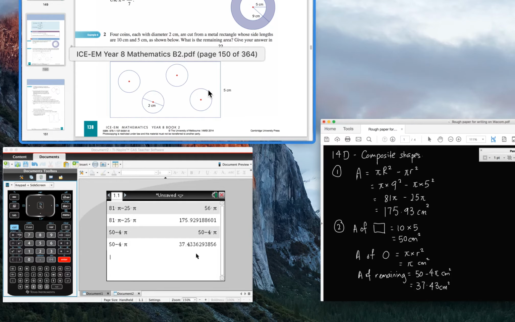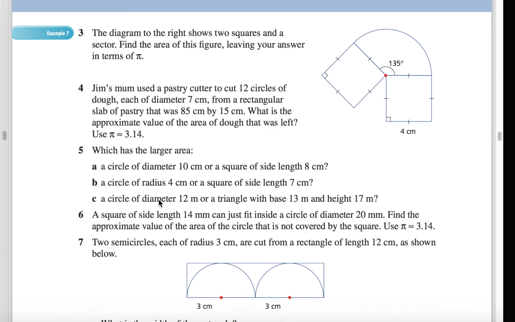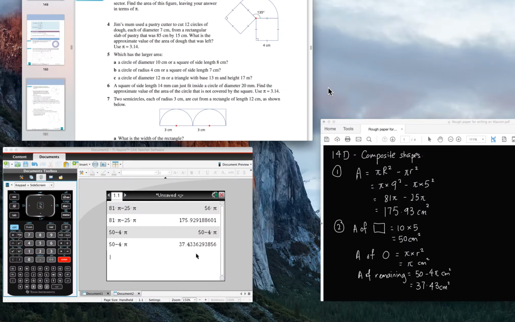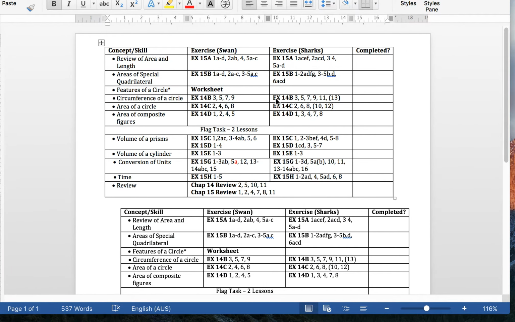And now let's have a look then at the next part, question 3. The diagram on the right shows 2 squares and a sector. Find the area of this figure, leaving your answer in terms of pi. Now this one's quite tricky because you have 135 degrees here. Now this is definitely an extension question, so I'll actually not show you how to do this one. If it was in the outline for the swans, it wasn't supposed to be there.